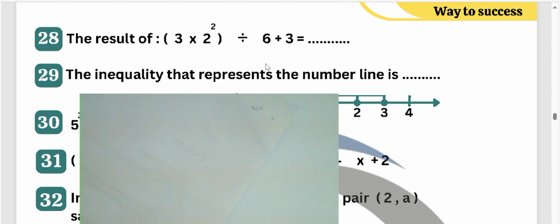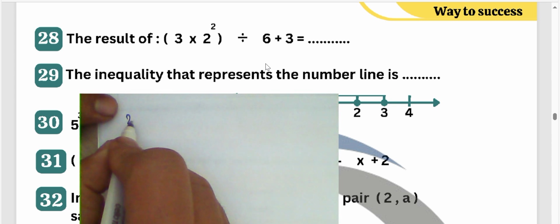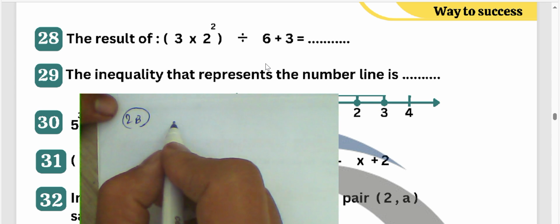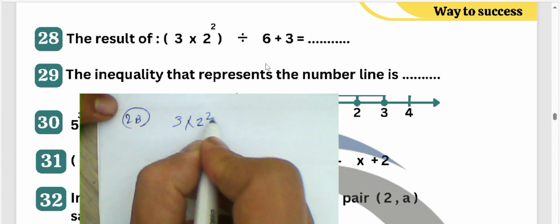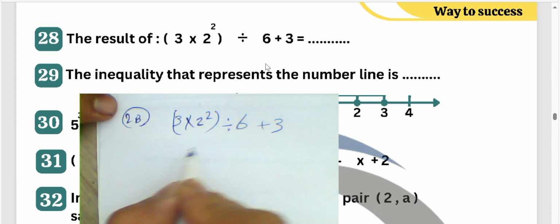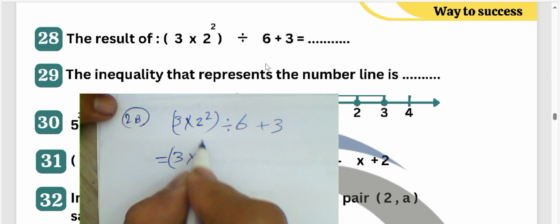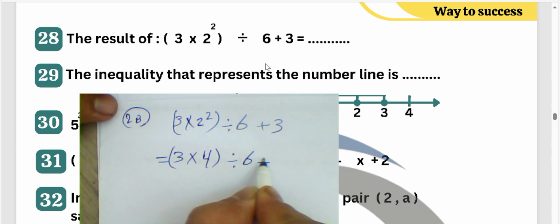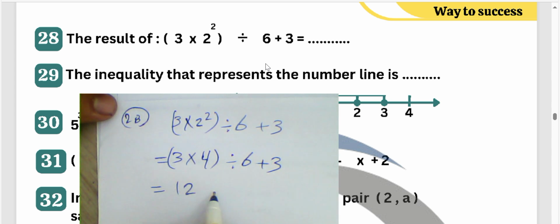Question 28. The inequality that represents the number line. Okay, 28 up. The result of the expression: we have 3 times 2 power 2 divided by 6 plus 3. We can write 3 times 2 power 2, which is 4, divided by 6 plus 3. 3 times 4 is 12.